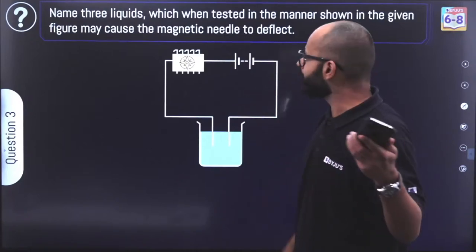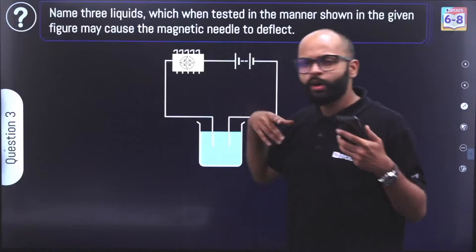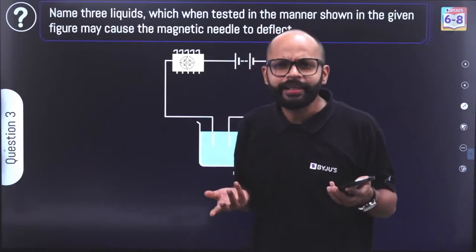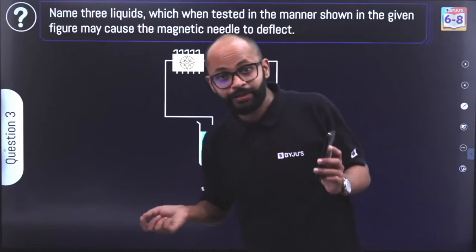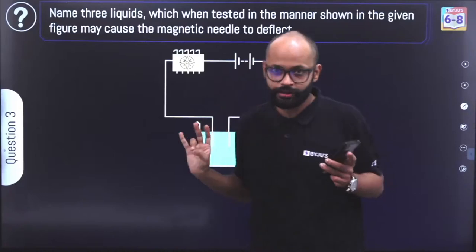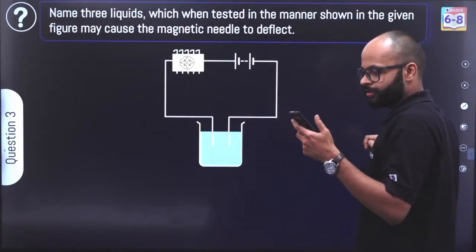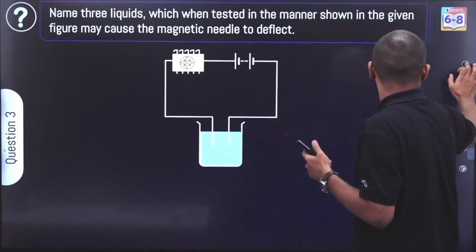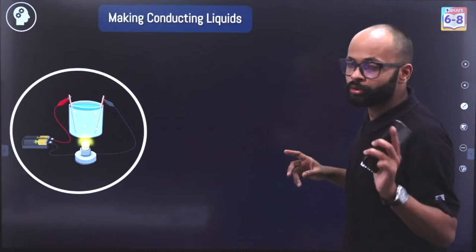Vegetable oil. No. Vegetable oil is an insulator. It won't allow the conduction of current, right? So make sure you choose something from acids, something from bases, something from salts. Solutions, okay? Very good. Oil nahi karega, bachcho. Oil will not do.